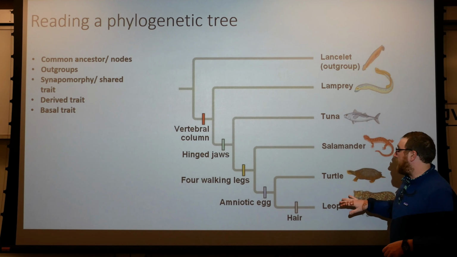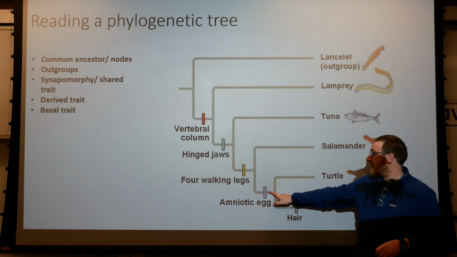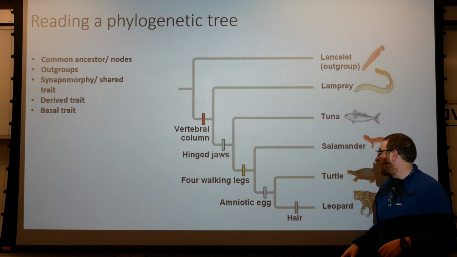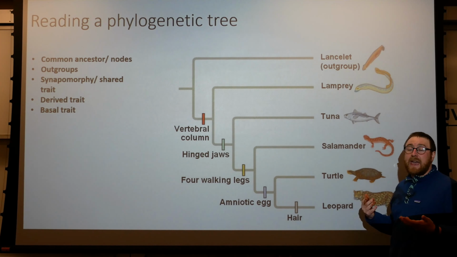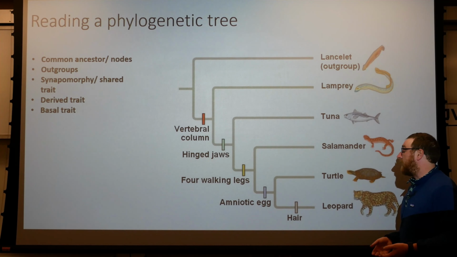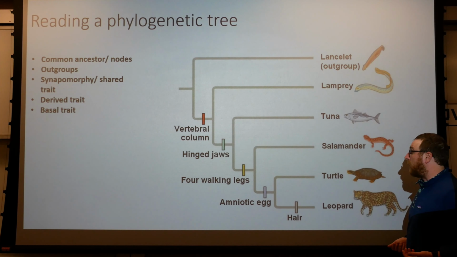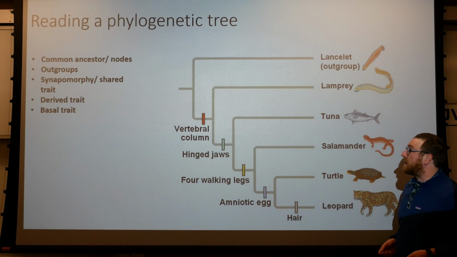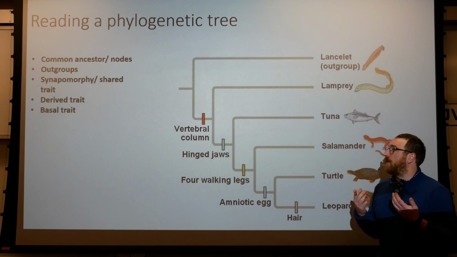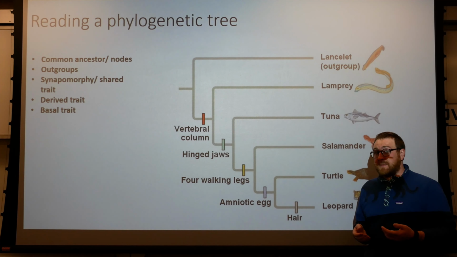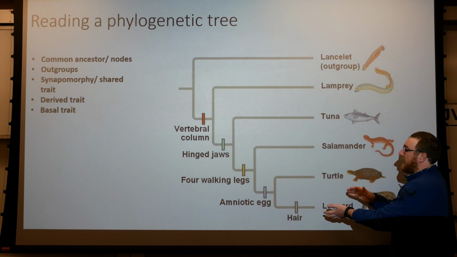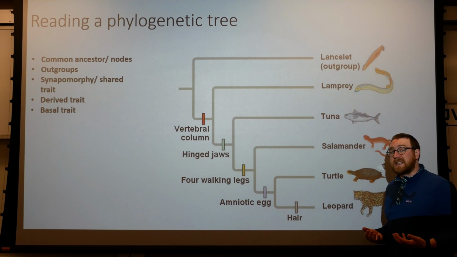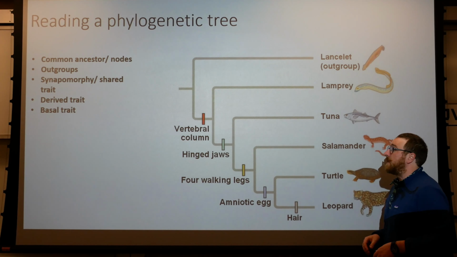So if we look up here, we can see that amniotic eggs developed at this point. And turtles and mammals share that amniotic egg sac together, although in mammals it's internal within the female body. We also have what we call derived traits. And these are traits that we see more toward the tips that evolved more recently than other traits.